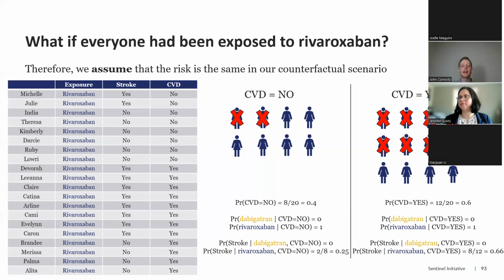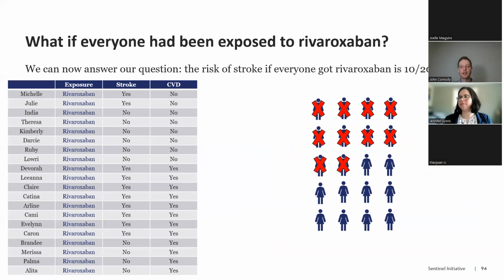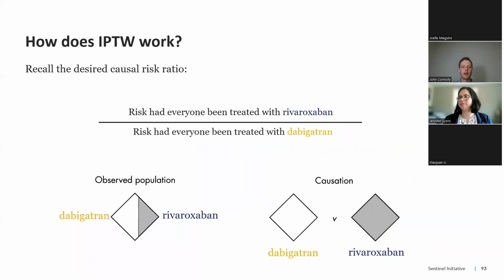So now you can see we've completely filled out the data set for this particular scenario. And by calculating the probability of stroke conditional on cardiovascular disease, as we've just done, we've effectively adjusted for it. So we can put the population back together again and answer our question. The risk of stroke, if we gave everyone rivaroxaban, would be 10 out of 20, or 50%. So going back to the causal risk ratio, that's our numerator. So now all we need is, of course, the denominator to get our final answer.